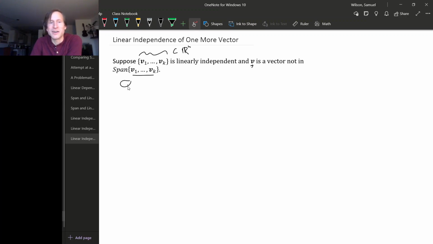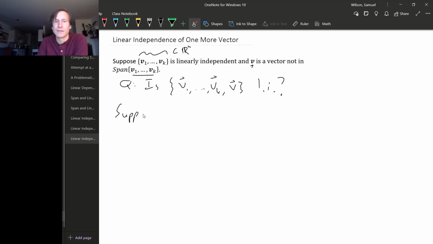So the question here is, the resulting collection of v1 up through vk together with this one extra vector, v, is this linearly independent? Well, let's check. Suppose not. Then there is some linear dependence relation between them.